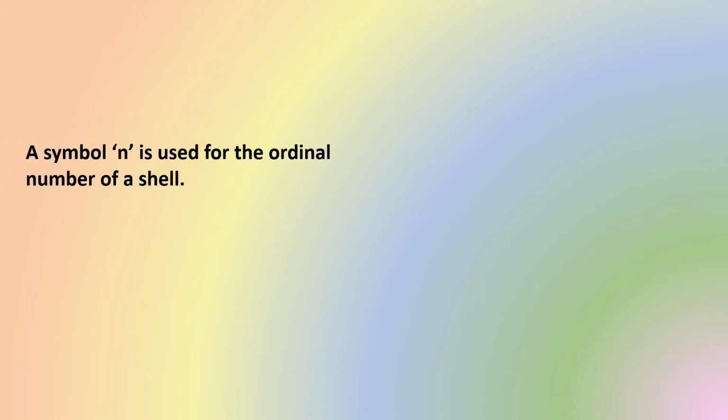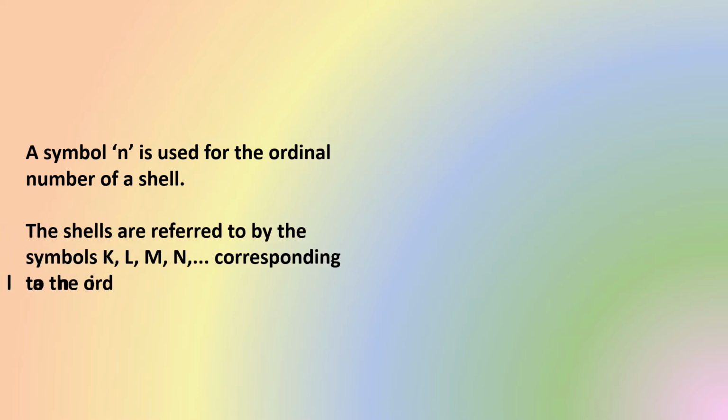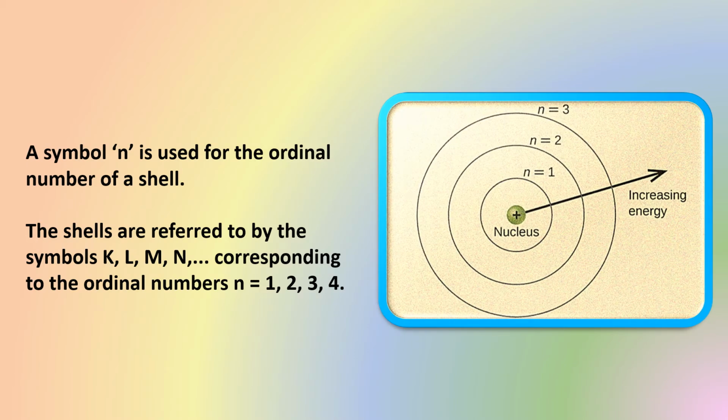A symbol n is used for the ordinal number of a shell. So n is used for number 1, 2, 3, 4, etc. The shells are referred to by the symbols K, L, M, N and so on, corresponding to the numbers 1, 2, 3 and 4. So once again you see the nucleus here.